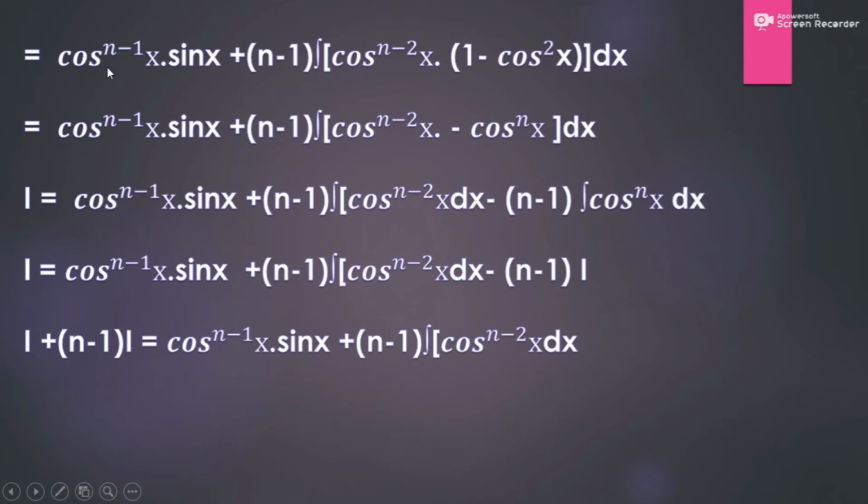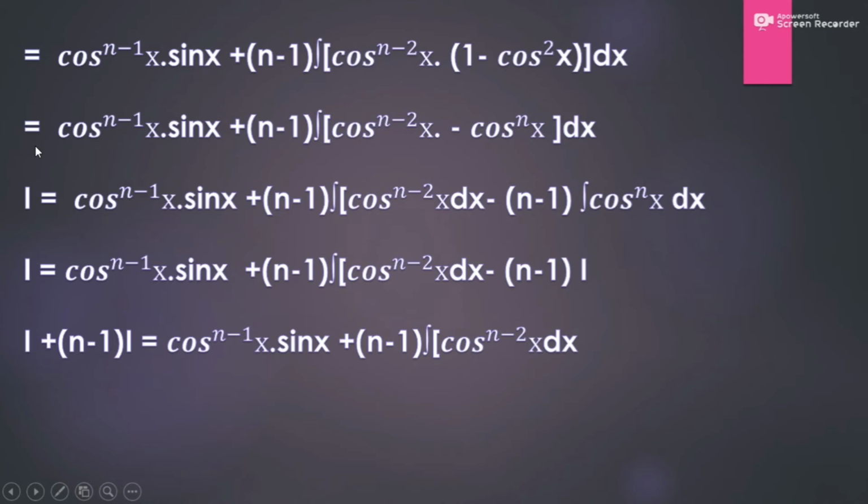Here cos^(n-1)x sin x plus (n-1) times the integral of cos^(n-2)x. This whole term is as it is. Then here we have to replace sin²x by 1 minus cos²x dx for our solution.